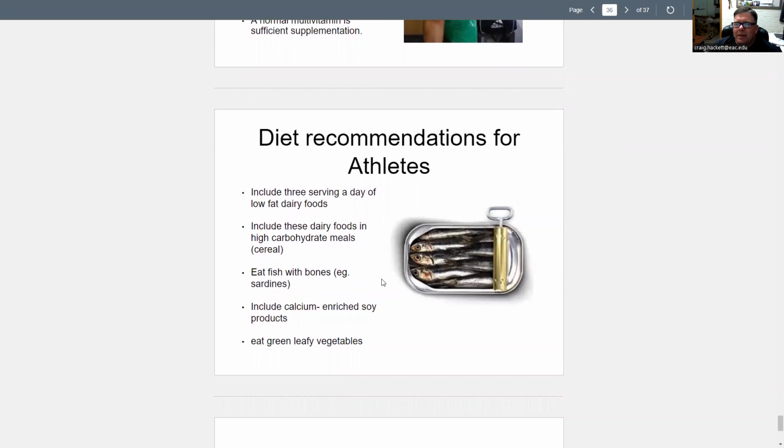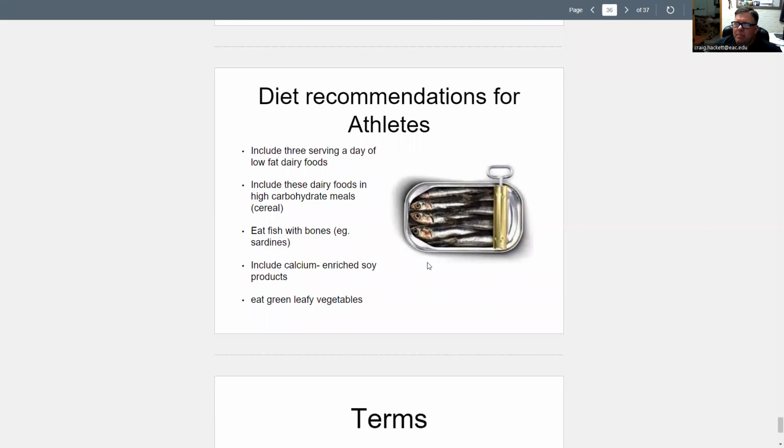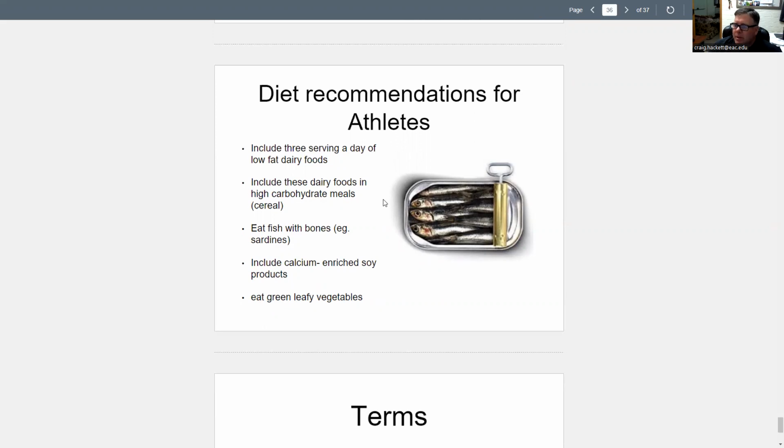So a couple tricks of the trade. Sardines are really, really good for calcium uptake. So nasty, but if you like sardines, that's great. So there's other ways to do it other than milk. You can eat fish with bones like sardines. Some soy products, you can get it in there too. And eat green leafy vegetables that are high in calcium as well.